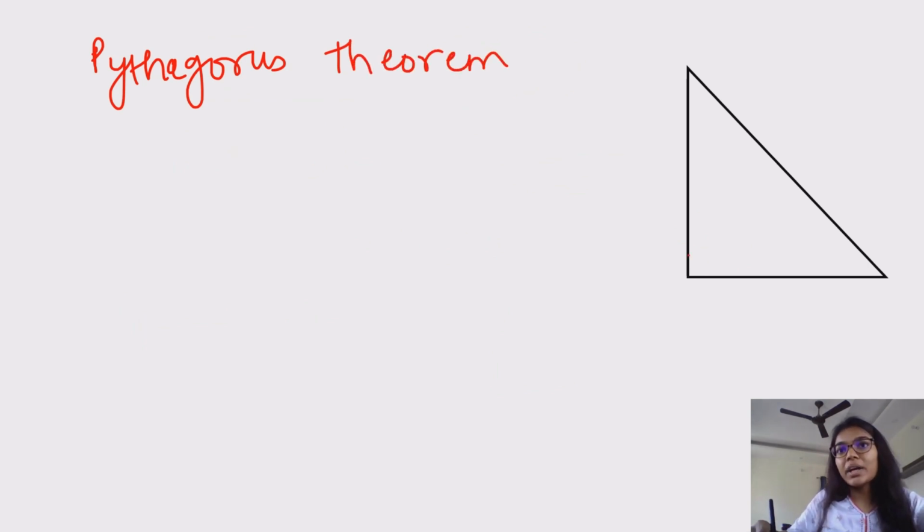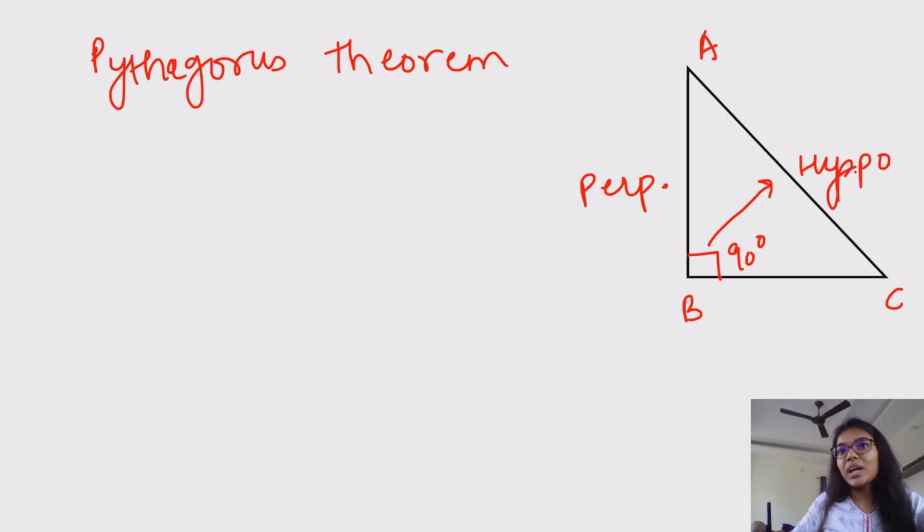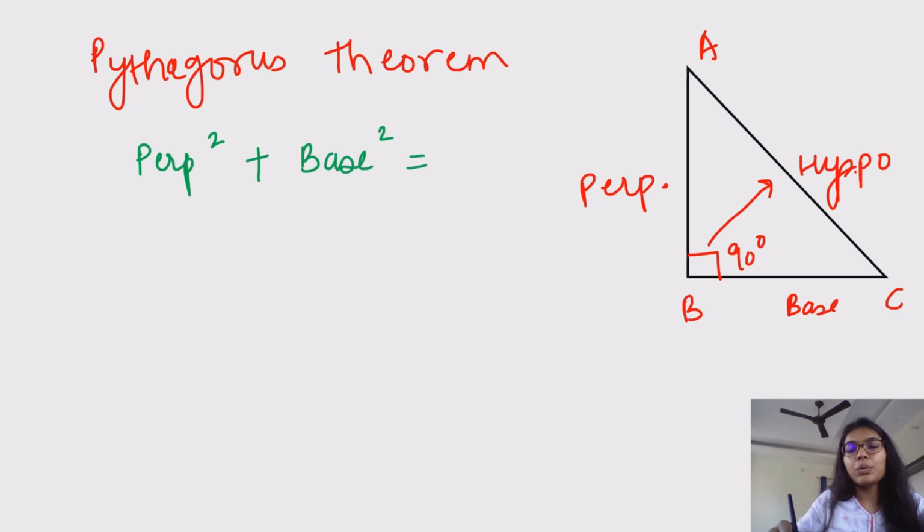This is a right angle triangle, right? This is your 90-degree angle. This is your triangle ABC. This side opposite to the 90-degree angle is your hypotenuse. This is your perpendicular and this is your base. So what does Pythagoras theorem say? Perpendicular square plus base square equals hypotenuse square, right?